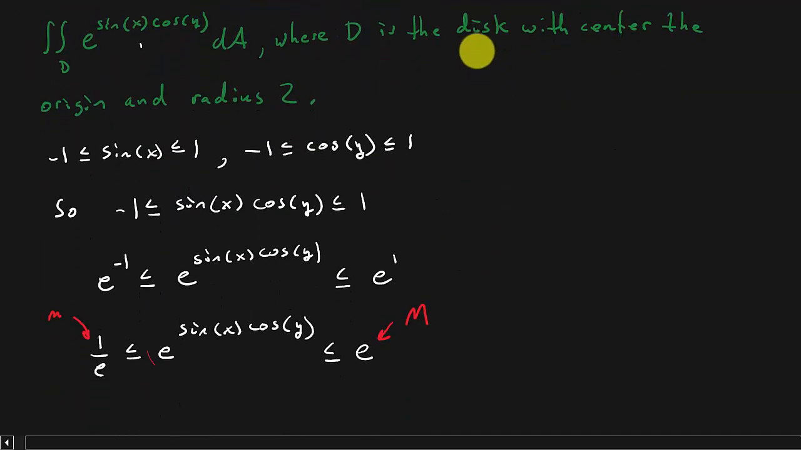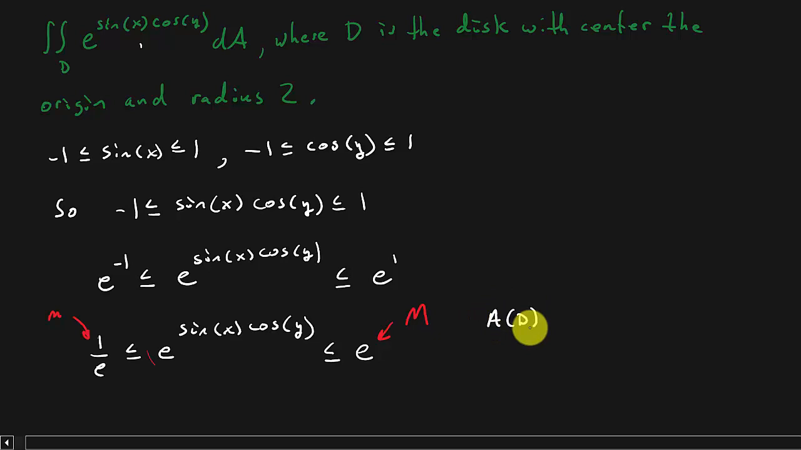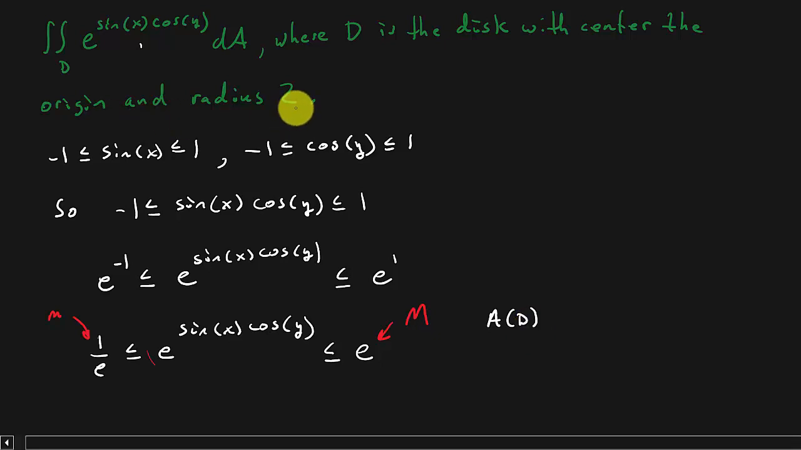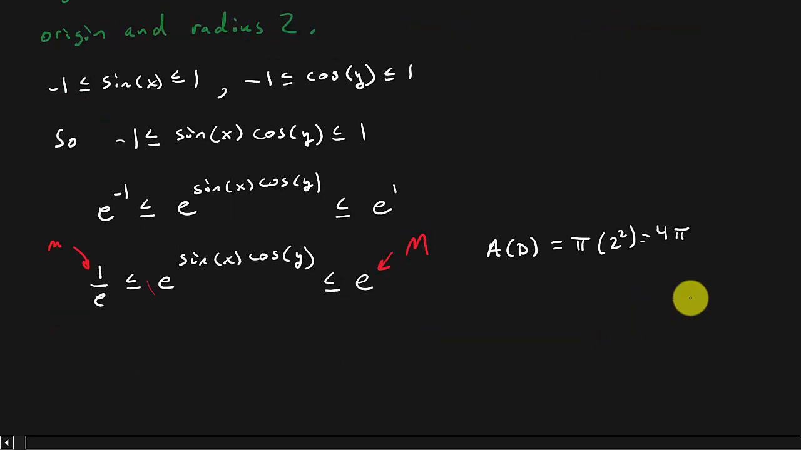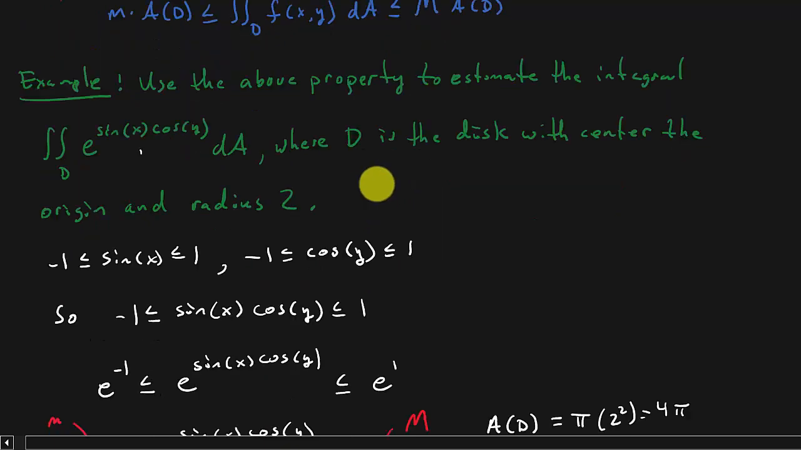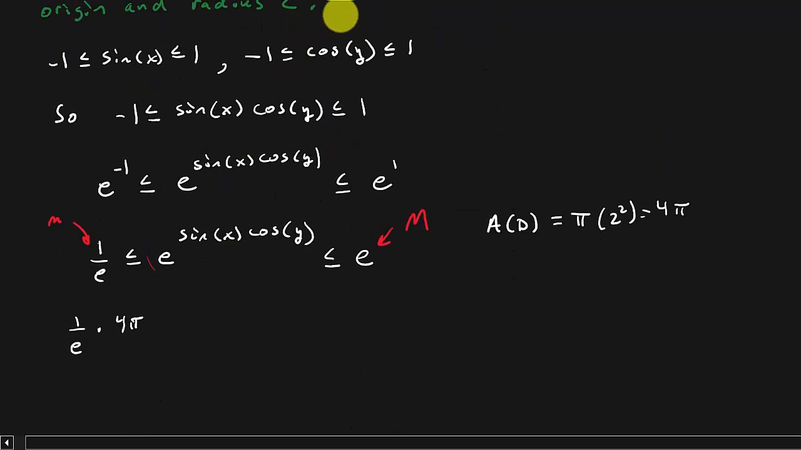Okay, so what is the area? What is A of D? Well, it's a disk with radius 2, so a circle with radius 2. So that's pi times r squared, which is 4 pi. And so I can do 1 over e times 4 pi, right? Isn't that what it says? Little m times the area, big M times the area. And what's in between that? The double integral over that region.